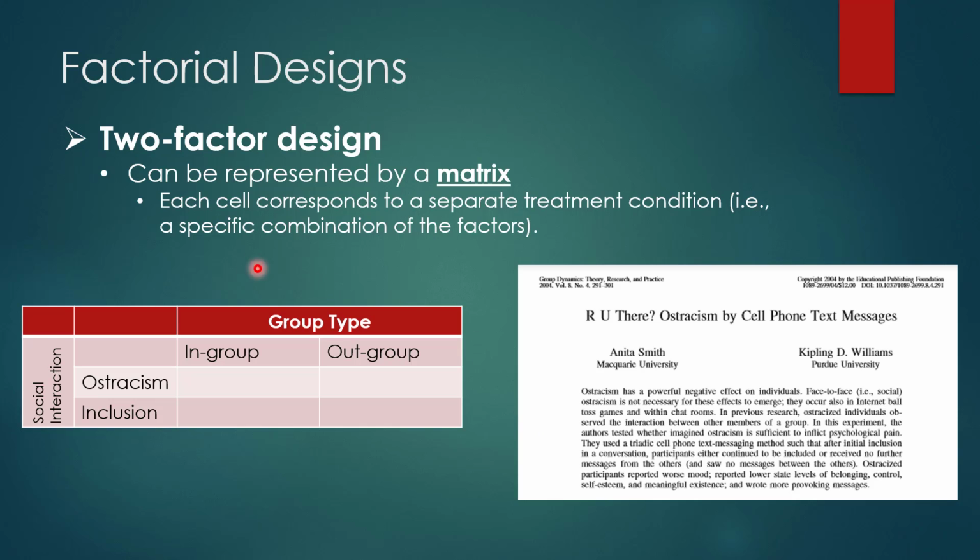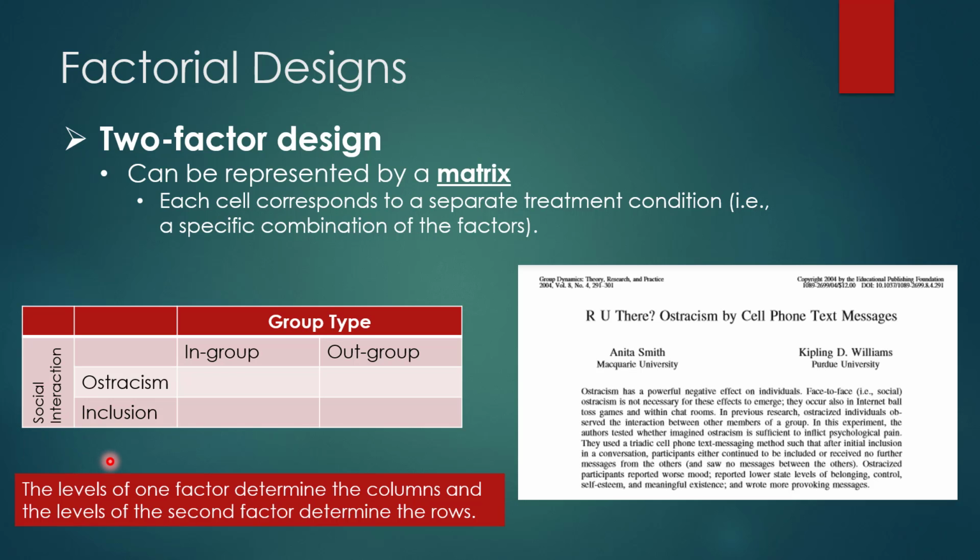So this is how we could represent that 2x2 factorial design. Here's our factor A. This is one factor, group type. Here's our factor B, social interaction. And here are our two levels of each. So group type, factor A, has an in-group and an out-group condition. Social interaction, factor B, has an ostracism and inclusion condition.